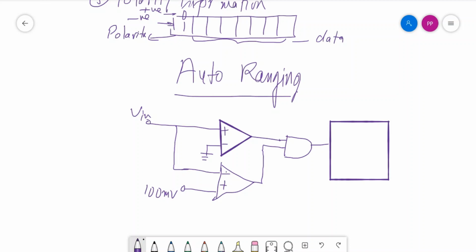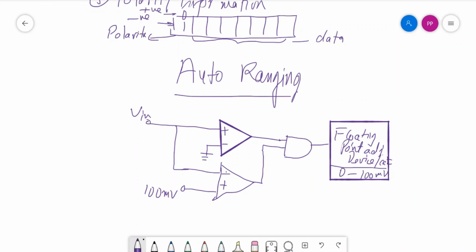And here you can use a floating point adjusting device, or circuit, and this will give you the range of 0 to 100 millivolt.